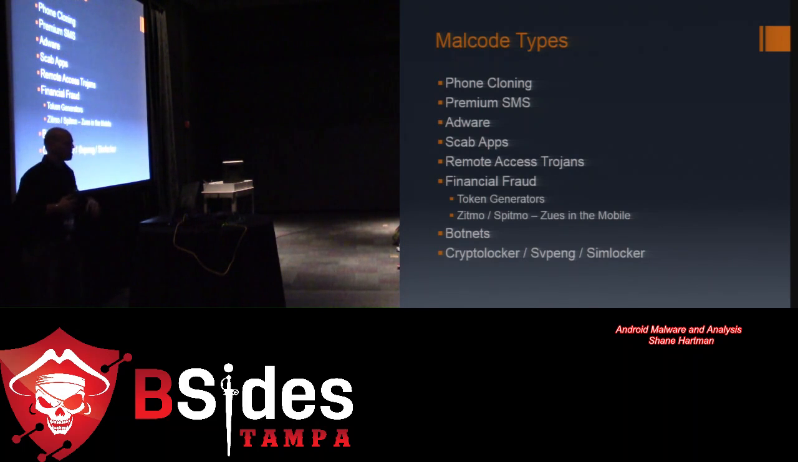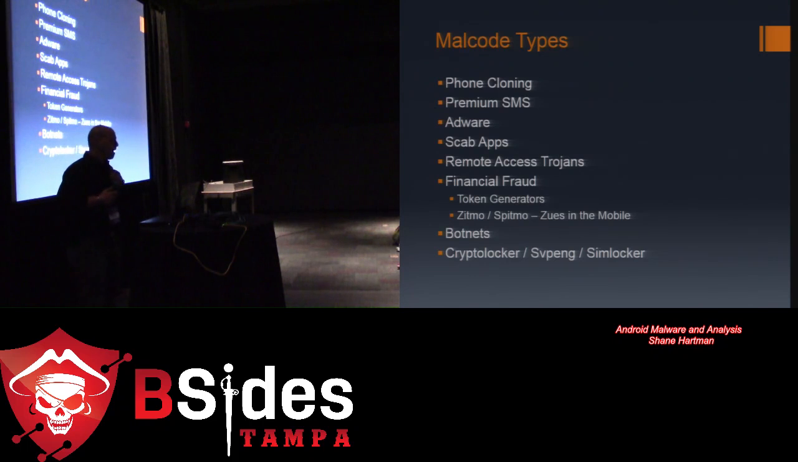Remote access Trojans are starting to emerge, being able to get into your phone and leverage it as a pivot point against something else. Financial fraud in the form of token generators: anybody ever heard of Zitmo or Spitmo? Anybody heard of Zeus or SpyEye? These are the mobile versions of those. The other thing we have is botnets, and something that has shown up relatively recently on our radar a lot is CryptoLocker and SimLocker and those types of things, which I'll show you in a little bit.